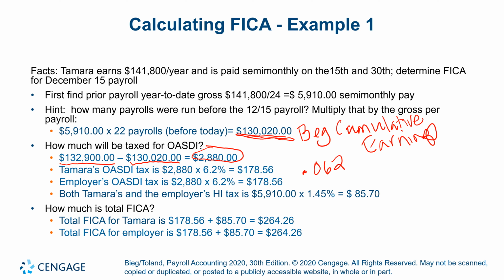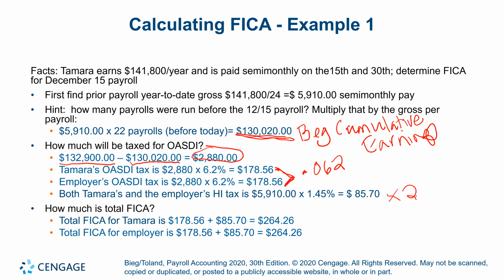And then also, again, the employer matches that, right? So this is the total amount getting paid in, 178.56 times 2, basically. And then remember, on FICA Medicare, there is no limit. So both Tamara's and the employer's HI or Medicare tax is the 5,910 times 1.45%, so $85.70, basically times 2, right? Because the employee is going to pay in 1.45%, and then the employer is going to match that 1.45%.